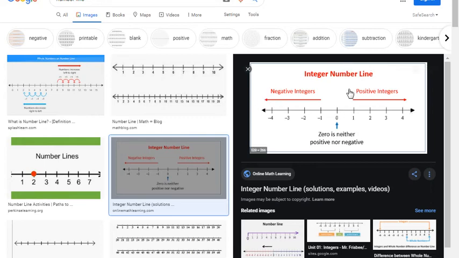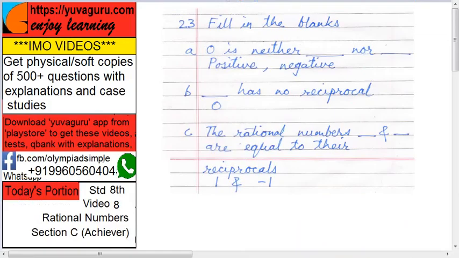Not only rational, in fact, on the number line rational as well as irrational numbers both are there. Okay, so just call them numbers. Dash has no reciprocal, that is 0. We have just now seen, because anything upon 0 is infinity, not defined.